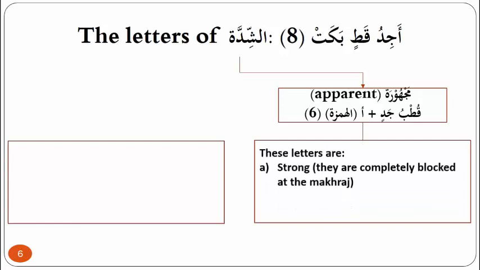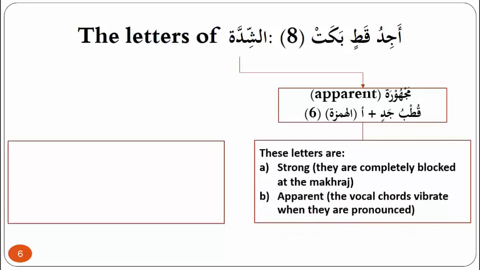These letters are strong. They are completely blocked at the makhraj. It doesn't continue. That's without qalqala. Ab, aj, ad. They are apparent. The vocal cords vibrate when these letters are pronounced. So you touch your vocal cords, and you would find that when you pronounce these letters, the vocal cords are completely vibrating. Ab, aj, ad.